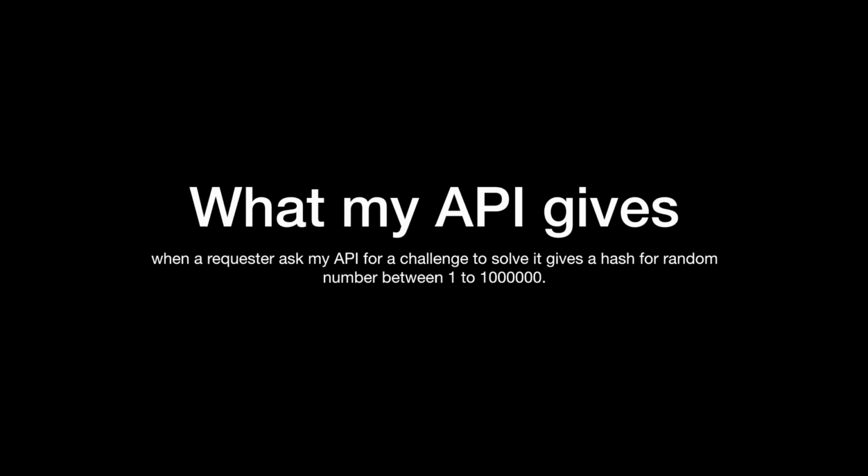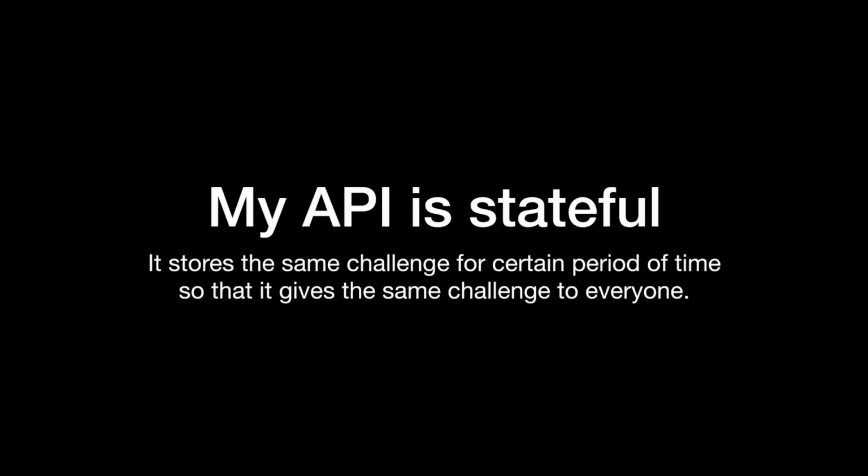So what does my API give? My API gives the hash of any random number between 1 and 10,100,000. My API is stateful. It stores the same challenge for a period of time so that everyone gets the same challenge.